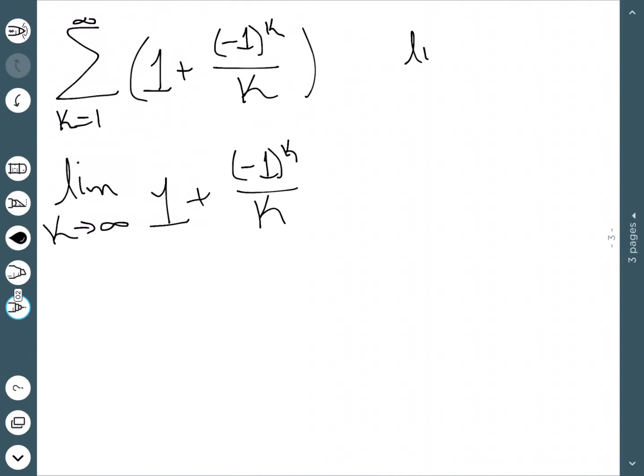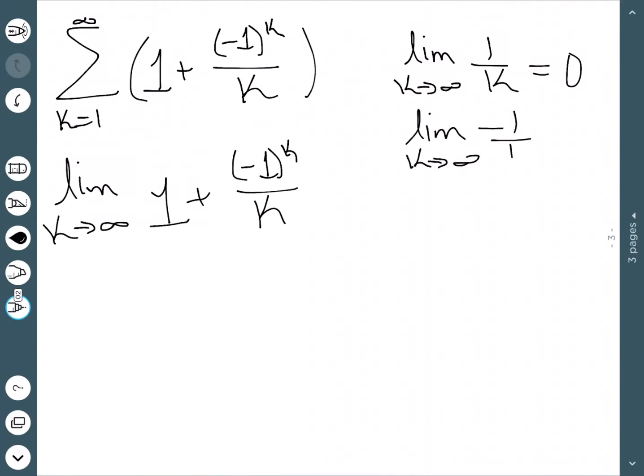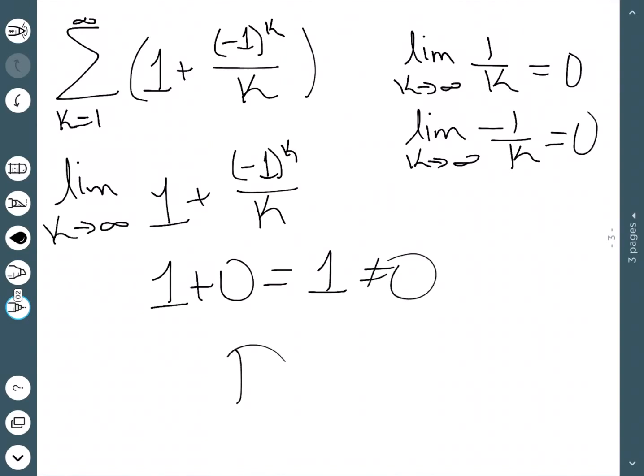However, if I think about it, the limit as k goes to infinity of +1 over k is 0. And the limit as k goes to infinity of -1 over k is also 0. So the limit of that term is 0. So I have 1 plus 0, which is 1. And so this series also diverges.